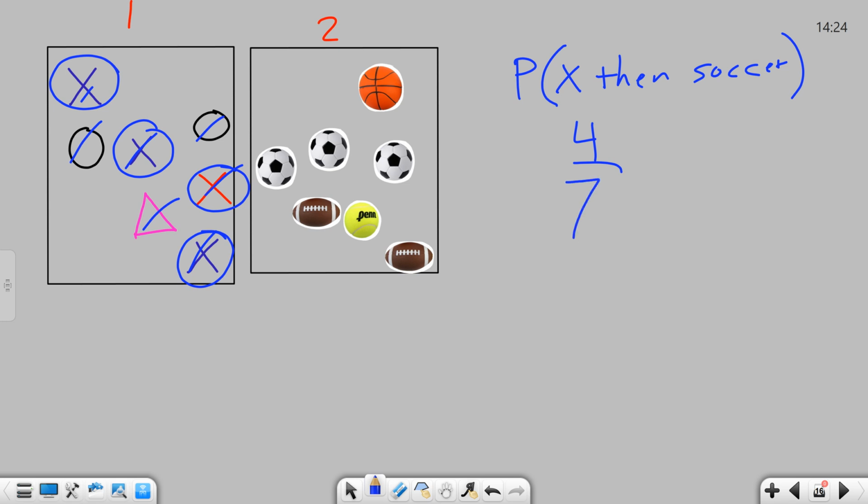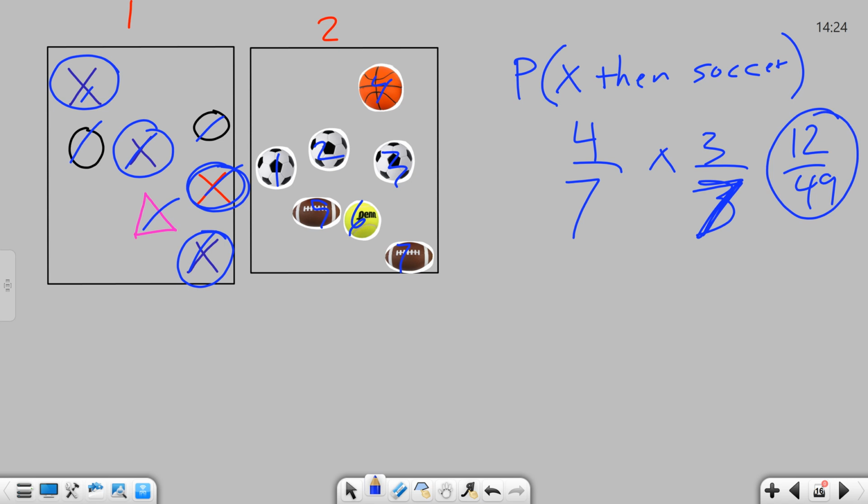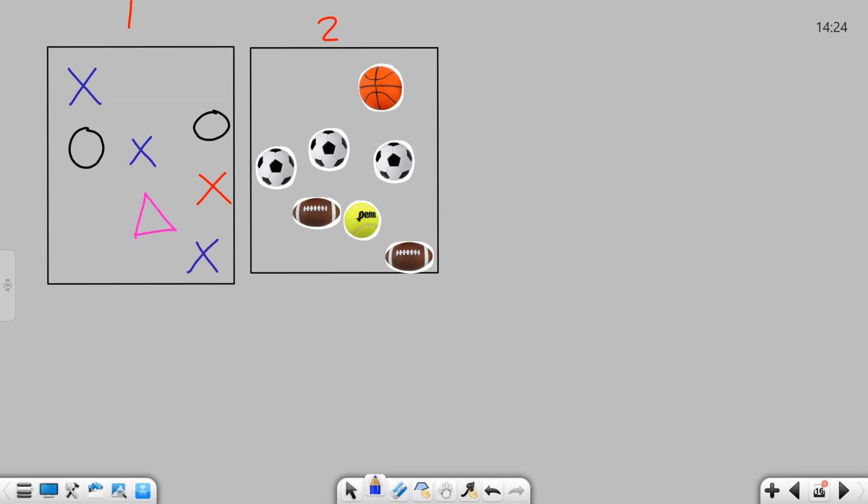4 out of 7. And then I count the soccer balls. 1, 2, and 3. Out of, count them, 1, 2, 3, 4, 5, 6, and 7. So 3 out of 7. If both of them have to happen, 4 sevenths times 3 sevenths, I don't know why I wrote 3 there, is 12 49ths. Not likely, right? Unlikely. Okay, let's try another one.